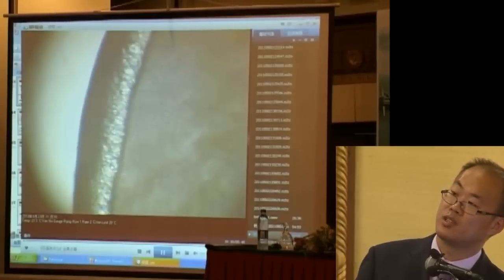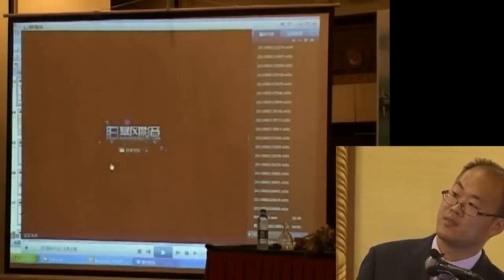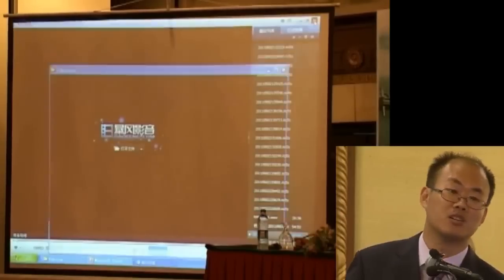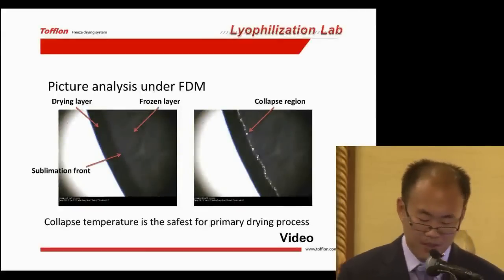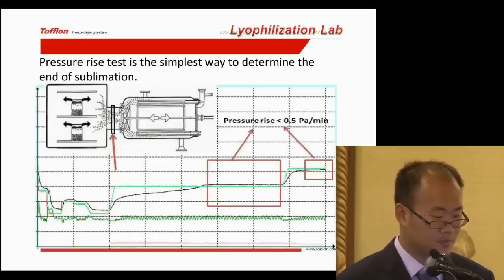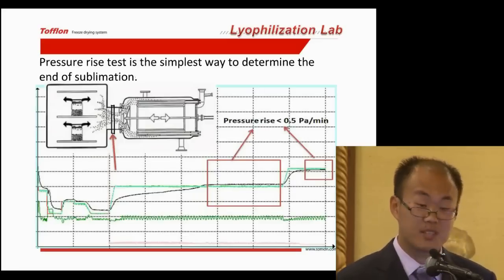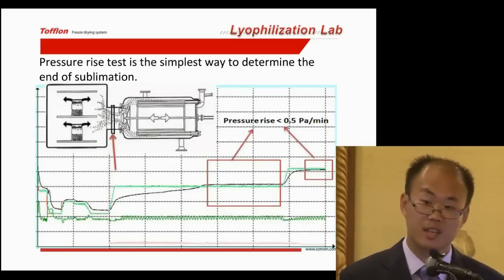Please notice this front. Notice here. Now the white point appeared. We call it collapse. As time goes on, all the product collapses. So collapse temperature is the safest for primary drying. And we must control the collapse temperature in the first drying cycle design.